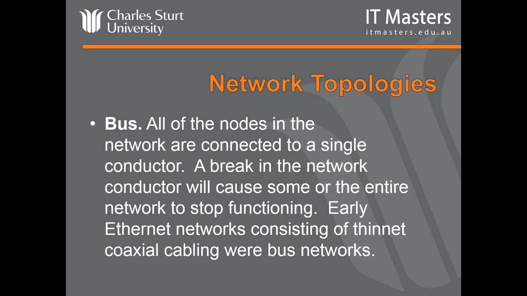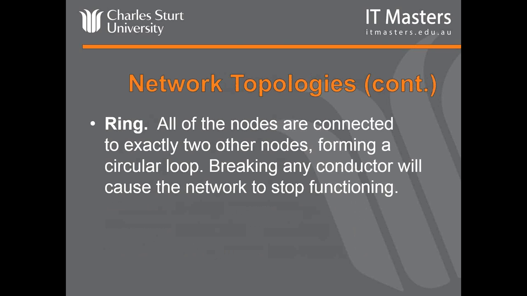With a bus, all the nodes in the network are connected to a single conductor. You have one break in the network and everything stops. So early network connections with Ethernet used to be thinnet connected by bus networks. They had to be terminated. And if they weren't terminated correctly, all the packets used to fall out the end. At least that's how we explained it to management. We used to say, if you take that little cap off, the reason it fails is all the packets flow out. Just think of it like a tap. If you break the end of a tap, all the packets flow out and it doesn't work. You lose pressure. So that's how we used to explain it. A ring, all the nodes are connected to two other nodes forming a circular loop.